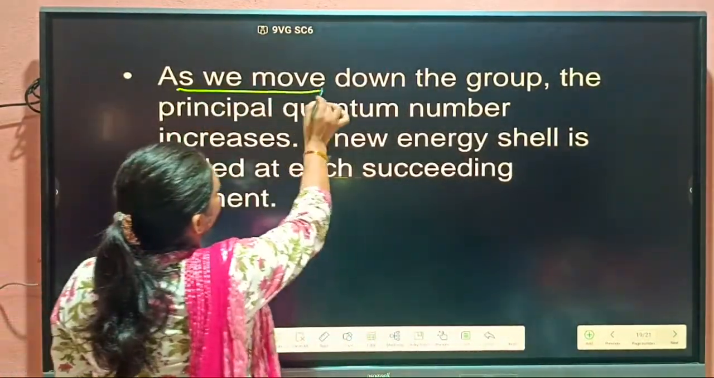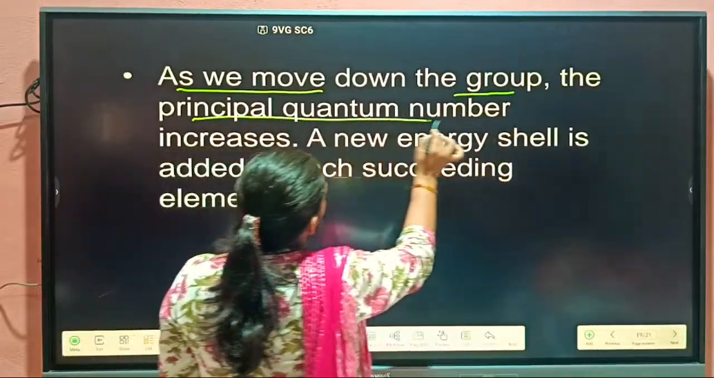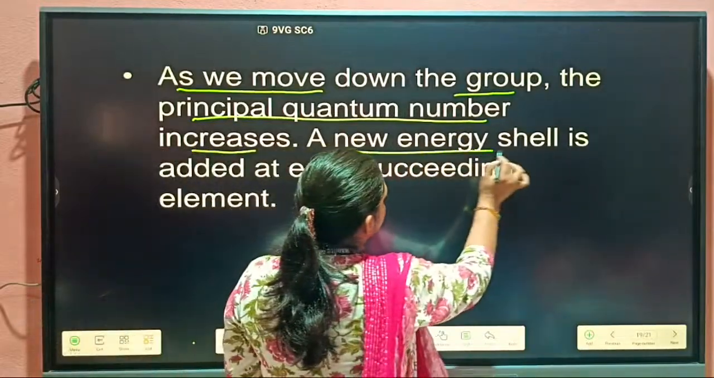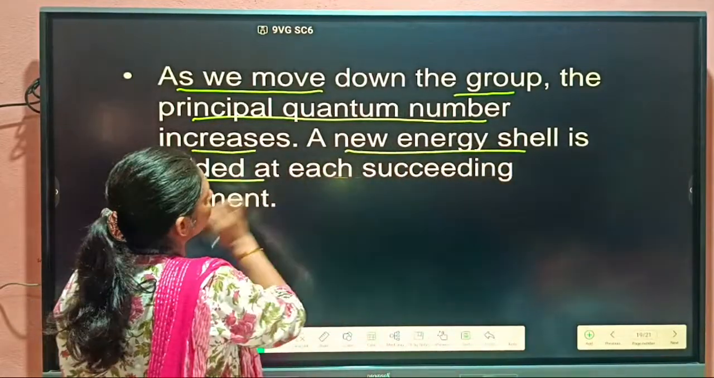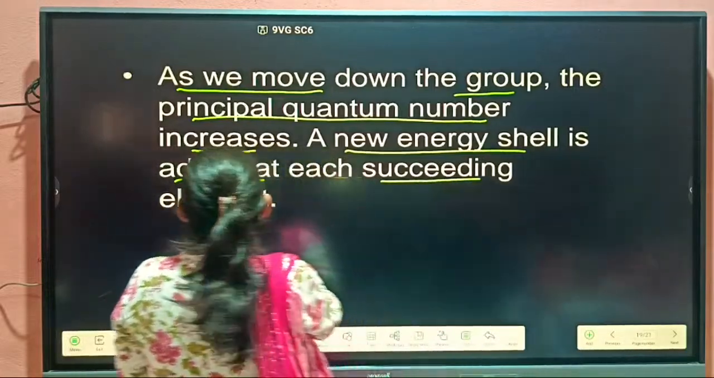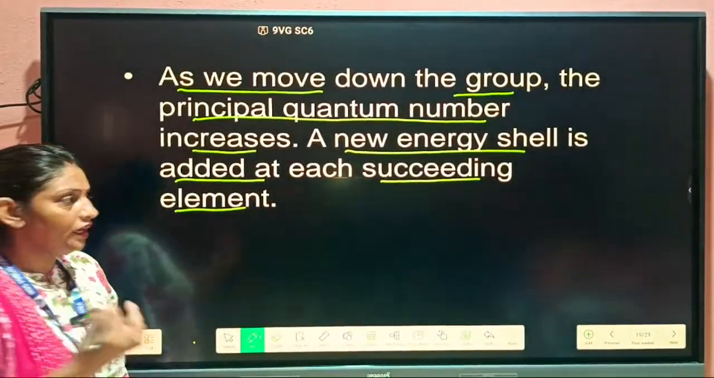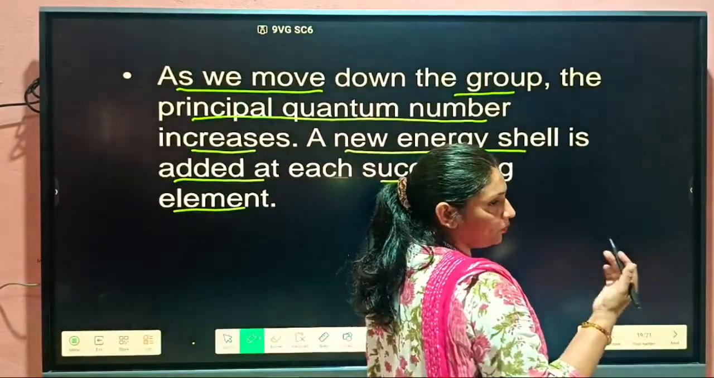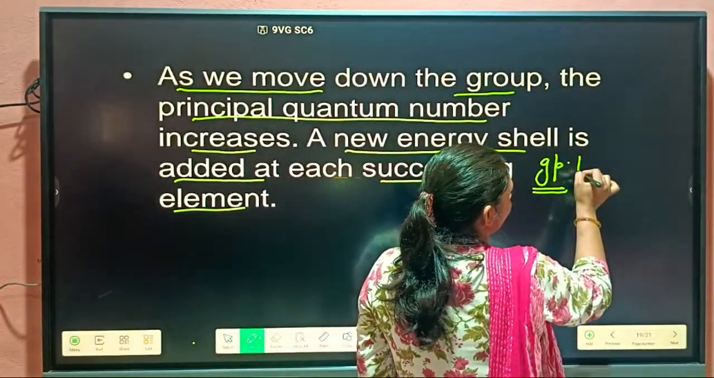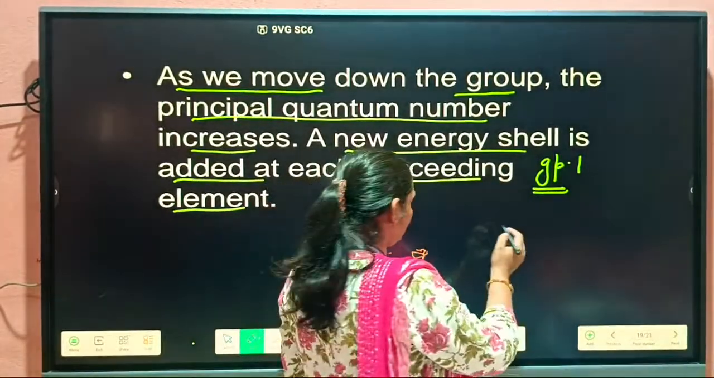As we move down the group, the principal quantum number increases. A new energy shell is added at each succeeding element. What do you mean by this line? If I talk about group number 1, the elements of group number 1 are hydrogen.